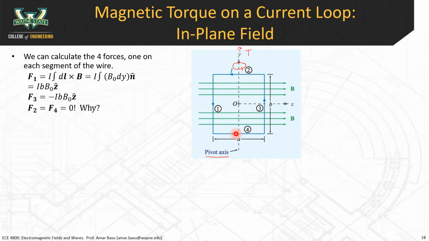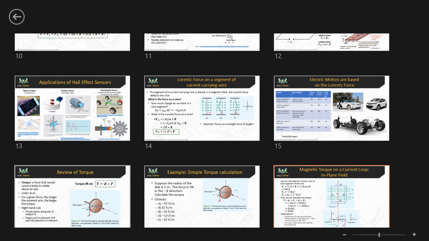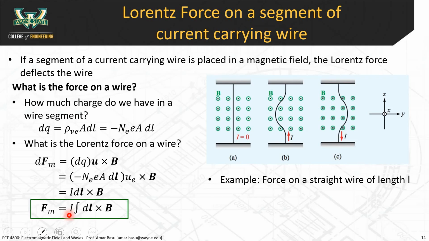So what we're going to do here is start with segment 1. Now, what we have to do is go back to a relationship that we looked at earlier, that we ended off with in class last time. What is the Lorentz force on a segment of current carrying wire? So this is what we found. If we have a wire and a current is running through that wire, and that wire happens to be in a magnetic field, then there's going to be a Lorentz force on that wire. The magnetic force is equal to I times the integral of dl cross B.